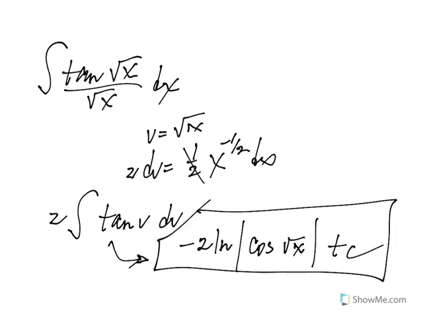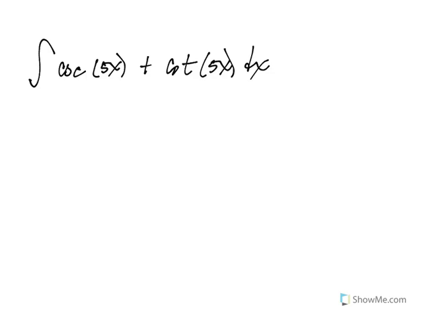And that is my final answer. All right, just a few more, guys. Thanks for hanging in. You've got the antiderivative of the cosecant of 5x plus the cotangent of 5x dx.